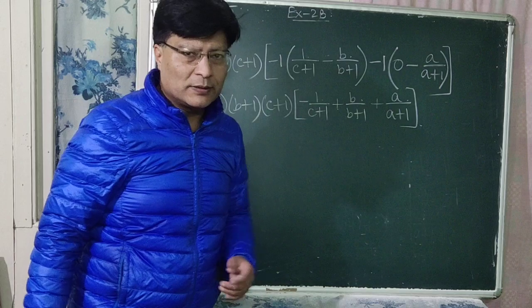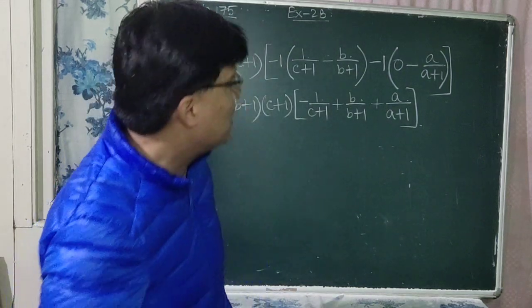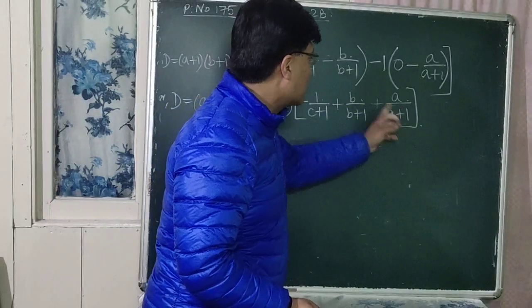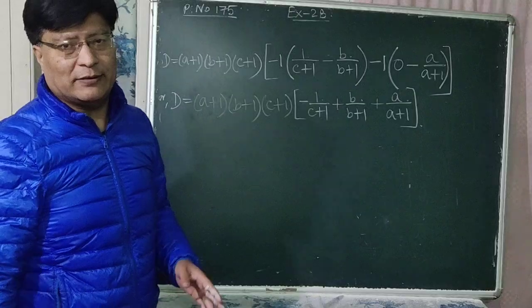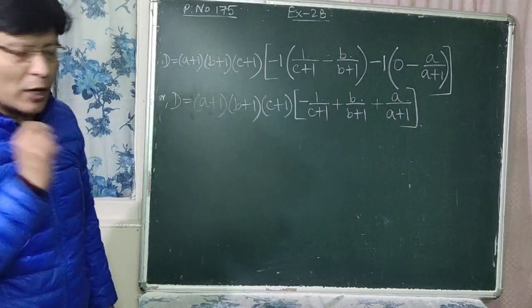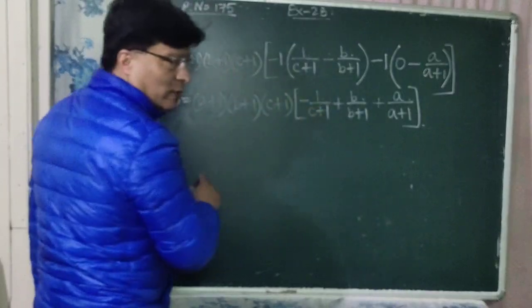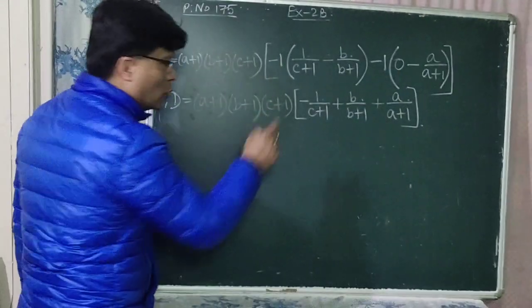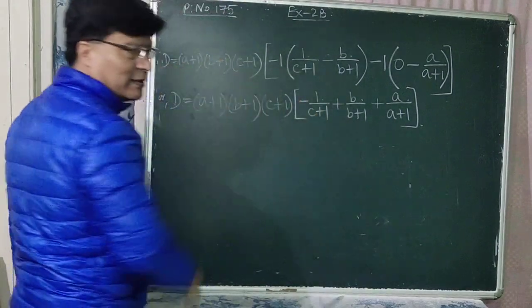But is it the correct expression to be proved? No. So what is the question there to be proved? It should be a by a plus 1 plus b by b plus 1 plus c by c plus 1, minus 1 is there in the fourth factor, isn't it? So how do you get it? You have to simplify minus 1 upon c plus 1. These two are correct. Only you have to simplify this one. You should get here plus c by c plus 1.